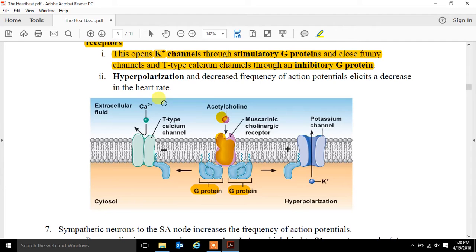So we can give various drugs that can bind to these cholinergic receptors and drive this response. When we have this, it is referred to as hyperpolarization, and a decreased frequency of the action potential, and therefore decreases the heart rate.